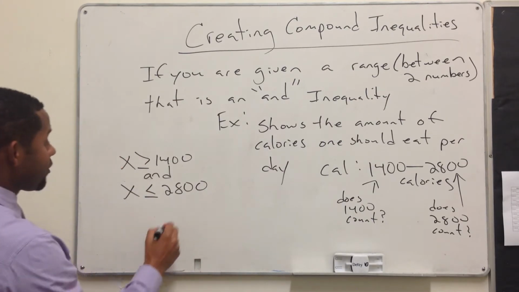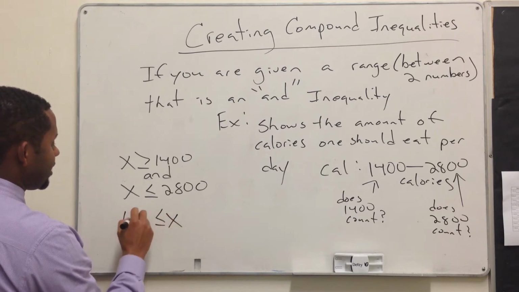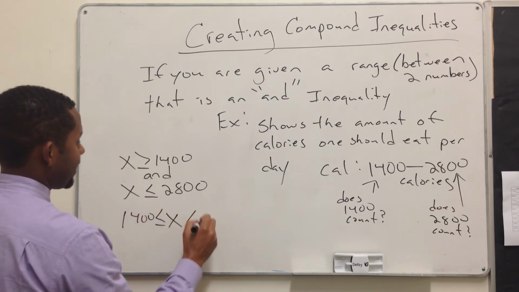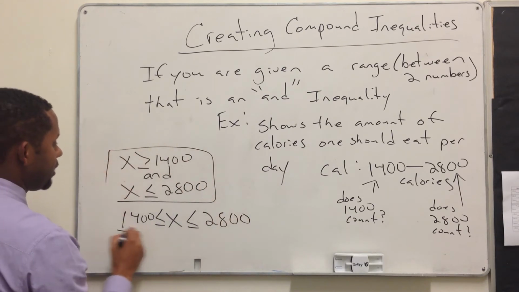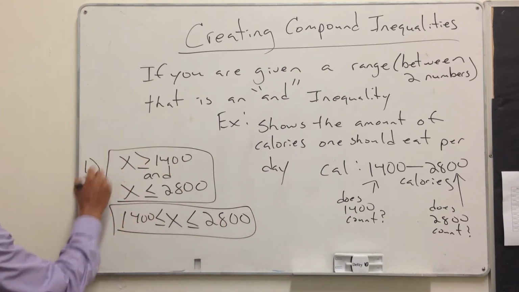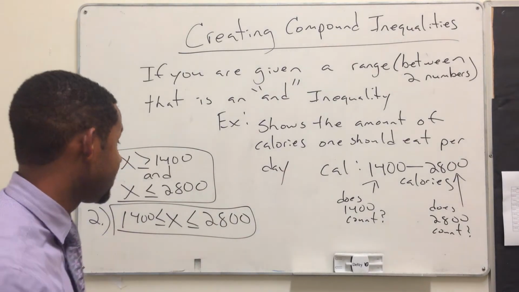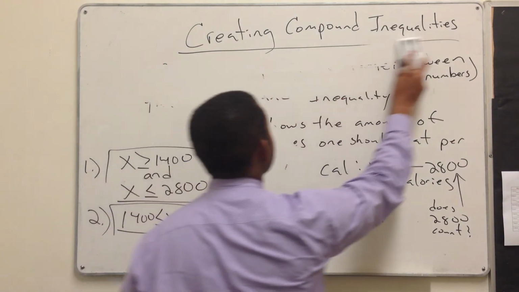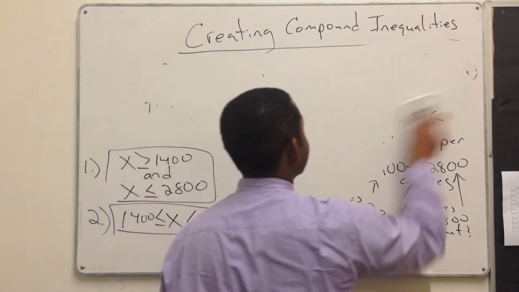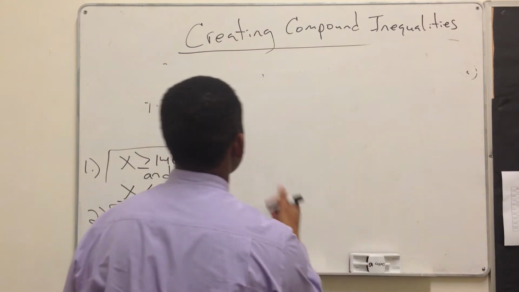Or if you want to write it the other way, here's x. It's greater than 1,400 and it's less than 2,800. Here's one way to put it, here's the second way to put it. We've been talking about this in class, two different ways to do it. I'm not going to talk about graphing it because we talked about that in the last video.